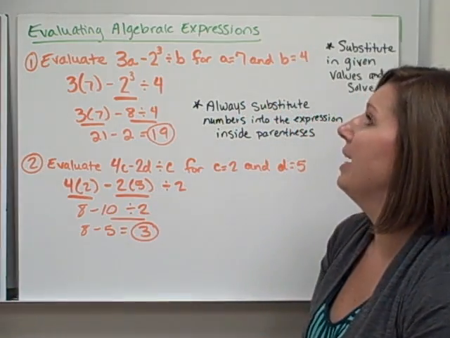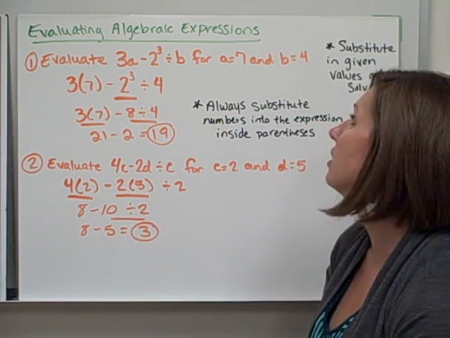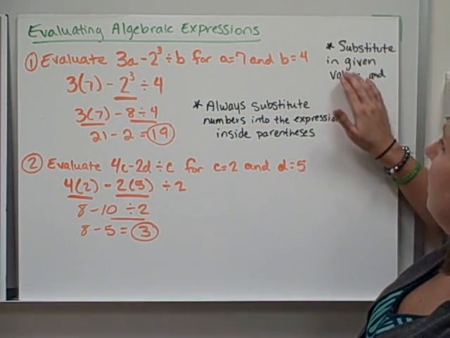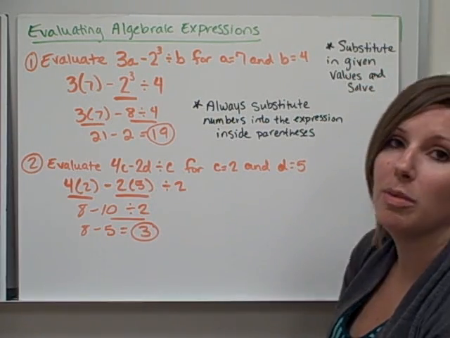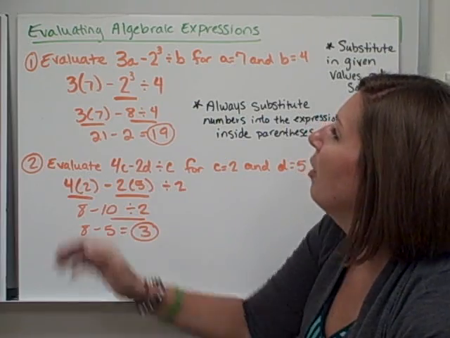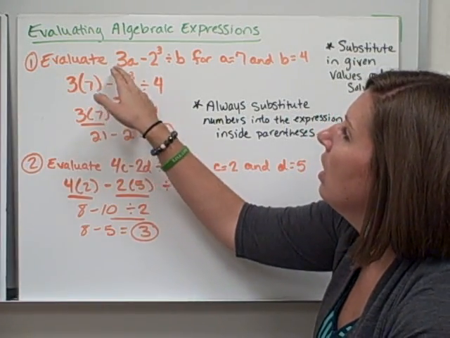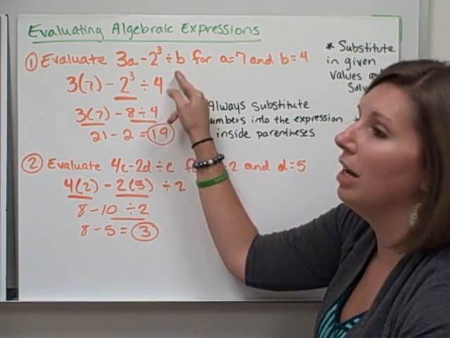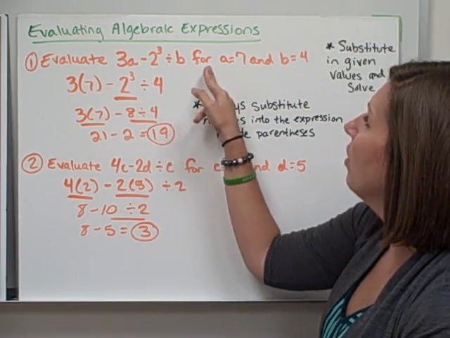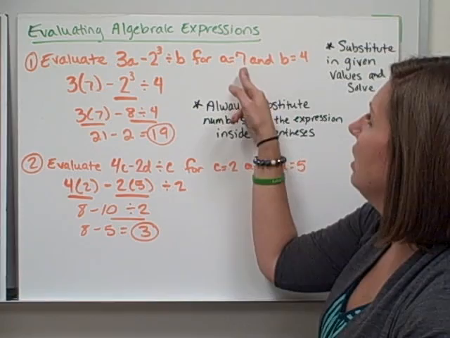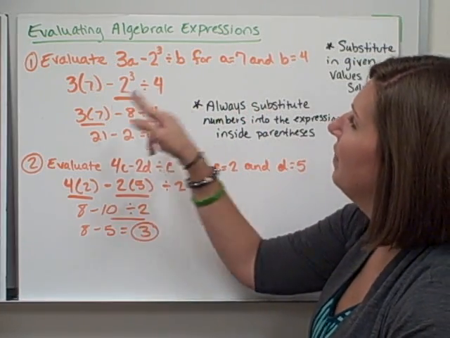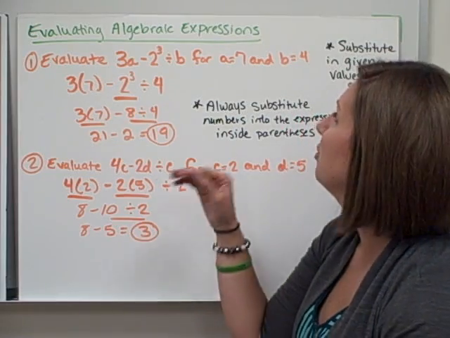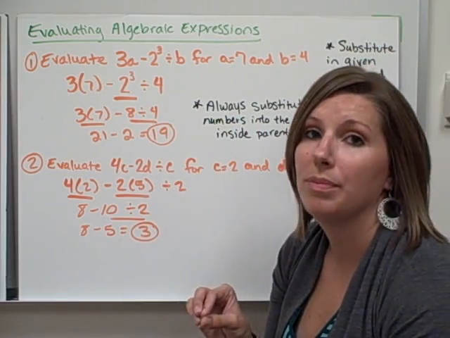Now let's evaluate some algebraic expressions. We are going to substitute in given values for the variables and solve. So my first example says evaluate 3a minus 2 to the third power divided by b for when a equals 7 and b equals 4. So in this case, I'm replacing a with the number 7 and I'm replacing b with the number 4.